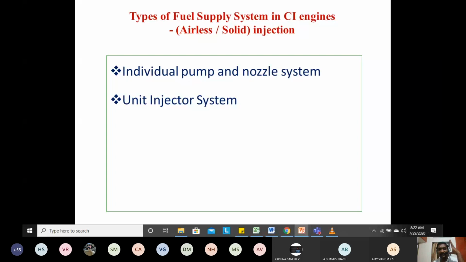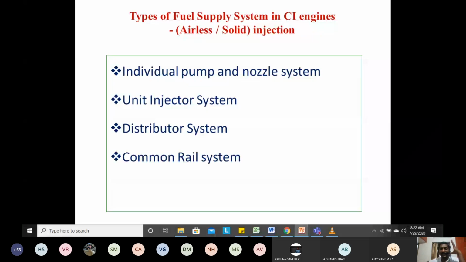Okay. Then we have a distributor system. In the case of the distributor system, we will have a rotary mechanism, so it will allow the fuel to the different cylinders of the engine. In the case of an SI engine, to supply the power to the spark plug, we used to have a distribution system, no? Similar to that, here we are going to supply the fuel. And the last and the latest one is the common rail direct injection system. So basically there are 4 different types of systems available.